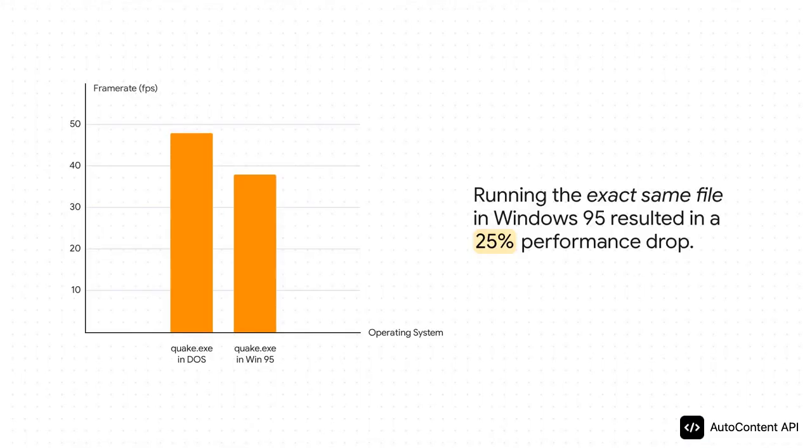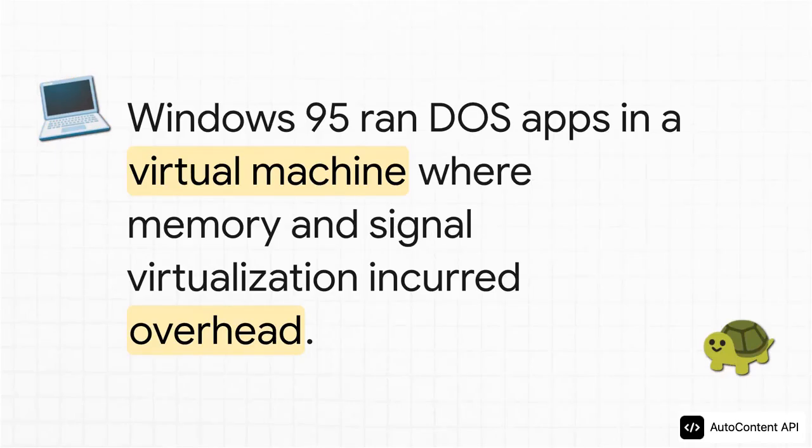If you ran the original Quake.exe in pure DOS, you'd be cruising along at a slick 48 frames per second. But, and this is the crazy part, if you ran that exact same file inside Windows 95, your performance just cratered down to 38 FPS. That's a 25% performance hit. In a game as fast as Quake, that is a huge deal. So what was going on?